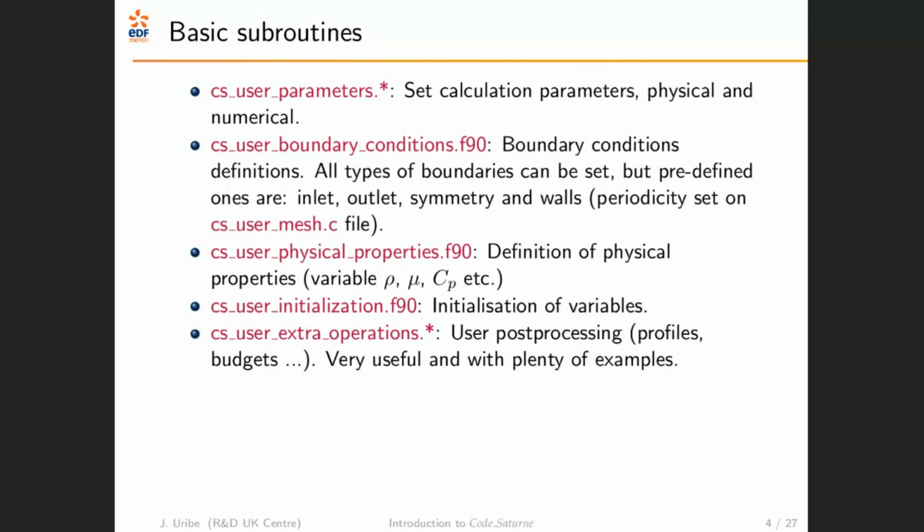cs_user_extra_operations is another very useful subroutine because it doesn't do anything by default, but it's called at every iteration. So you can do any sort of operation that you want to do at any given iteration that is not necessarily part of the calculation. So, for example, you can compute things like Nusselt numbers or forces or friction coefficients or things like that. You can do that.